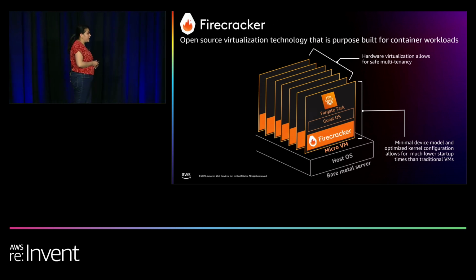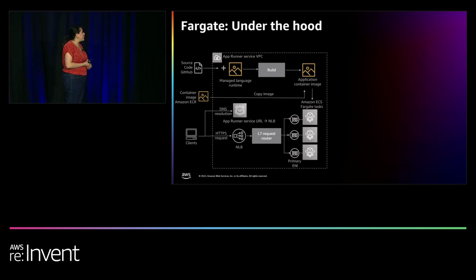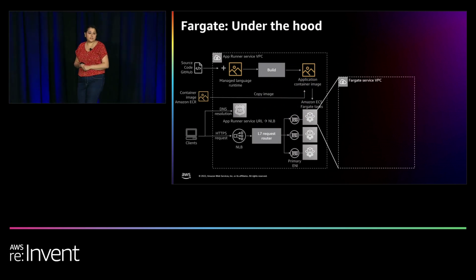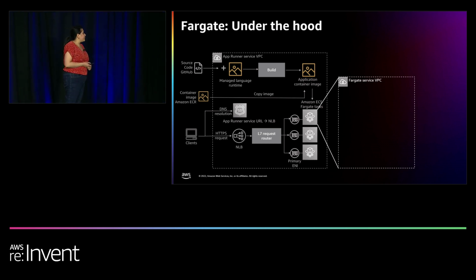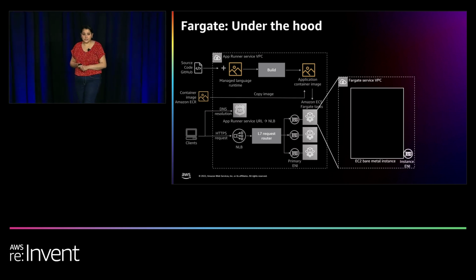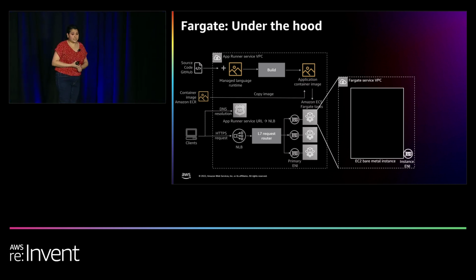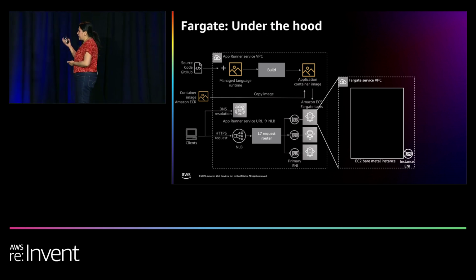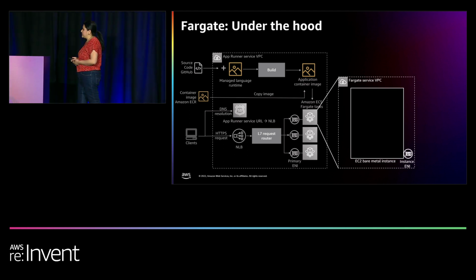So how has this been applied to Fargate? The Fargate team runs their own VPC. We're going to call that the Fargate Service VPC. And within the Fargate VPC, they run these bare metal instances. These are EC2 bare metal instances. They're publicly available. All of you can run it. Basically, you get the whole machine. So you can actually install virtualization software on these machines, unlike traditional other types of EC2 instances. And because these bare metal instances are running in the Fargate VPC, it has an ENI, Elastic Network Interface, in the Fargate Service VPC.